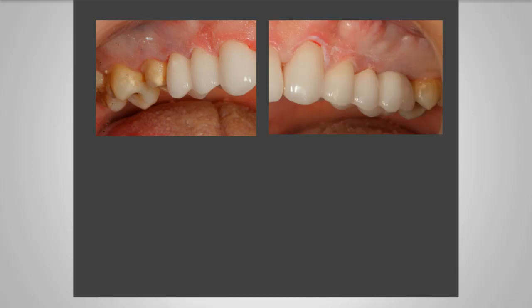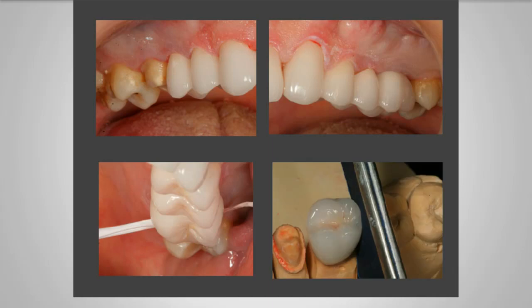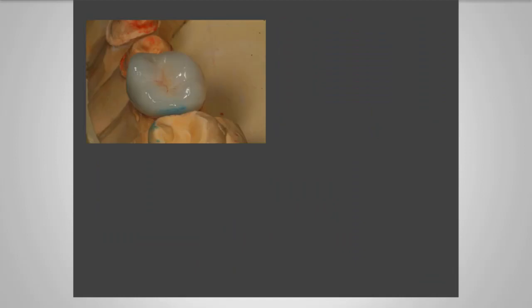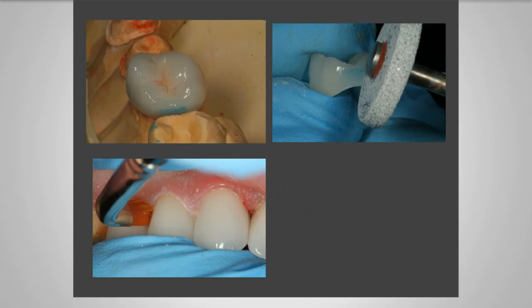So I go back, I check it with floss, it is tight. I go back to the master model, mark the contact on the unit with articulating paper, and make an adjustment with a porcelain polishing wheel. Then go back, check, make sure it's seated, contact is good.